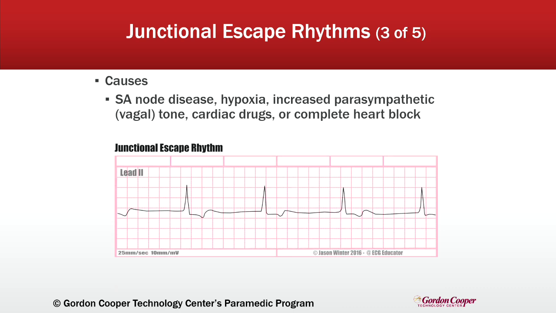Now, some causes of that can be several factors. We see SA node disease, so the SA node isn't functioning properly, or other things like hypoxia because of that lack of oxygen to the heart. Of course, increased parasympathetic tone, so vagal tone, slows the heart. And then certain cardiac drugs and, of course, complete heart block, where the electrical signals between the atria and ventricles are blocked, that forces the AV node to take over.